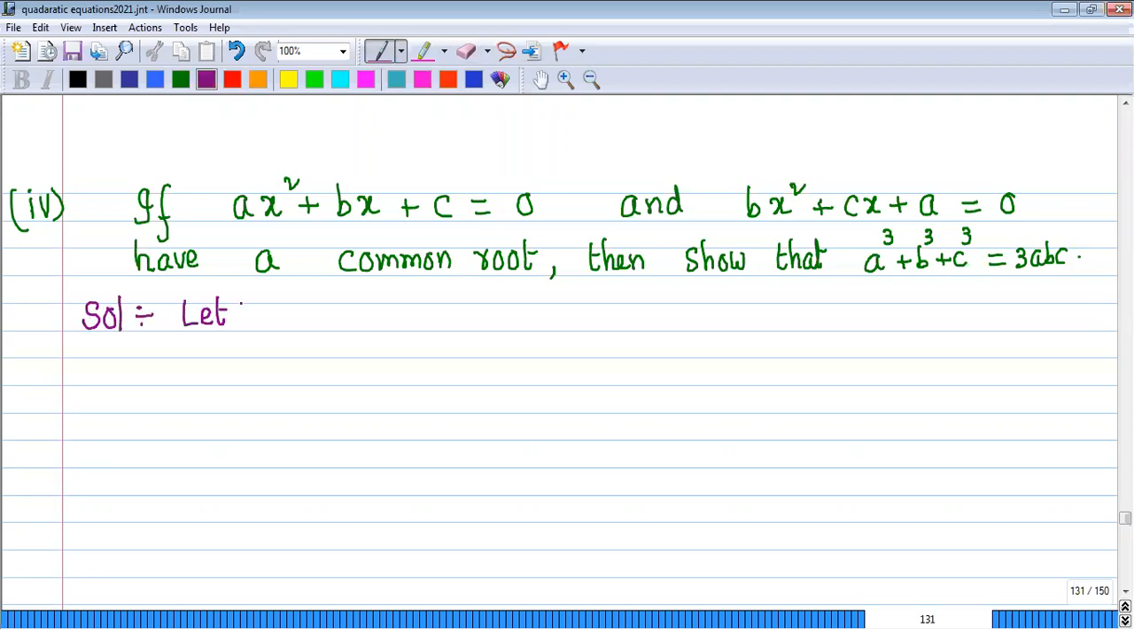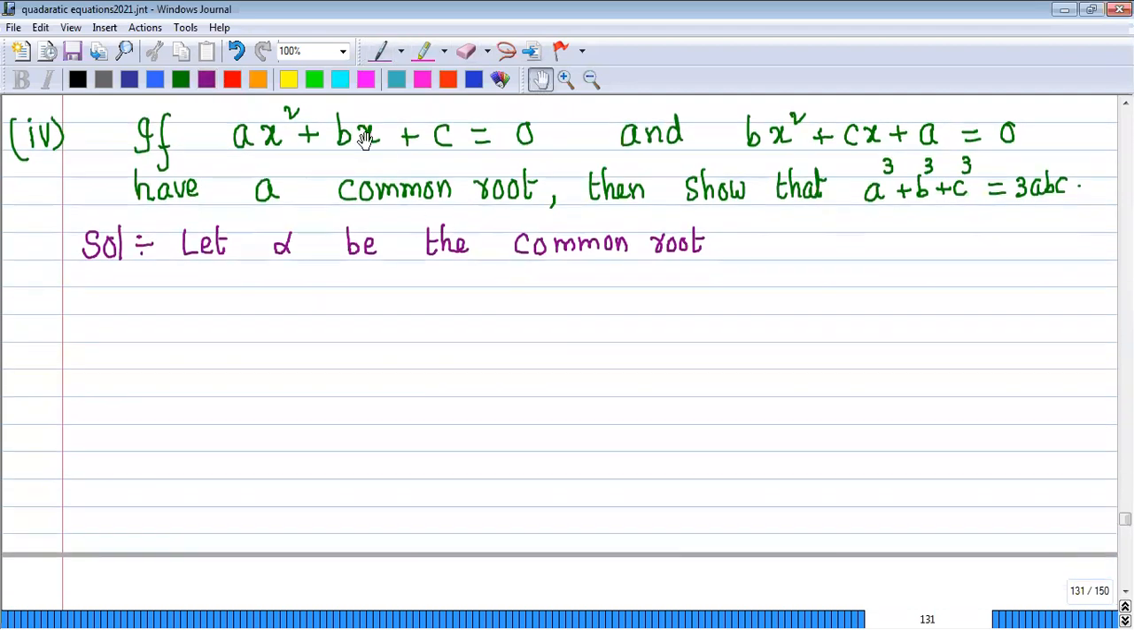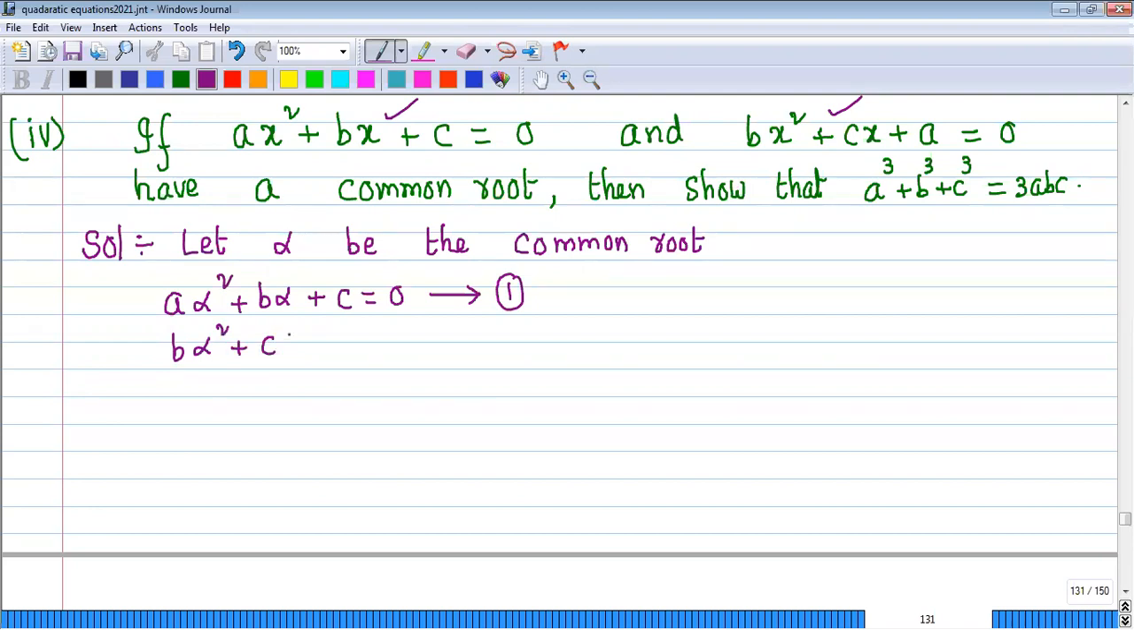Let alpha be the common root. Alpha satisfies this equation, so a alpha square plus b alpha plus c equals to 0. Equation 1. Even alpha satisfies the second equation, b alpha square plus c alpha plus a equal to 0. So now our target is to eliminate alpha square.